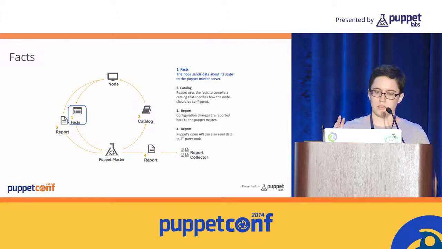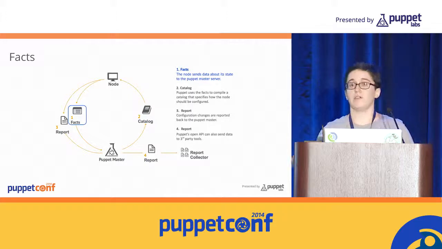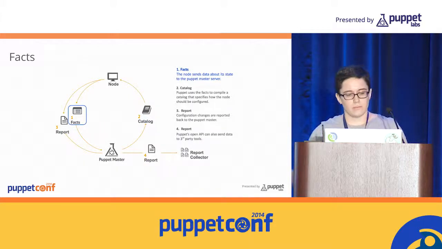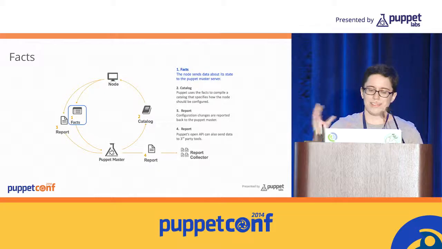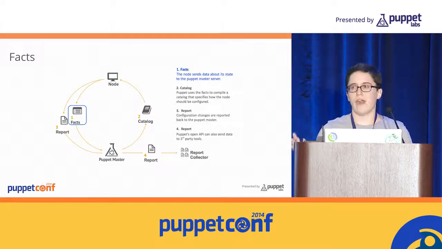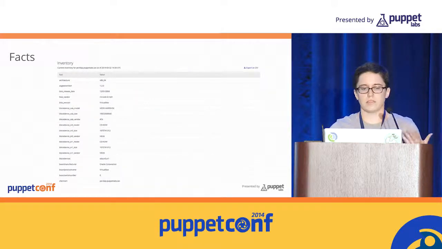All right, so I've got my node. And my node is also able to talk to the master. So now it's going to wake up, run, and collect all of the facts about its state. This is a huge amount of information about it, and it'll send that to the master. So what do these facts look like?